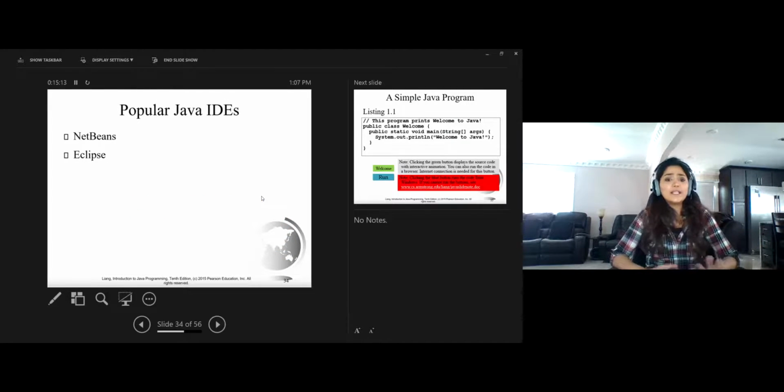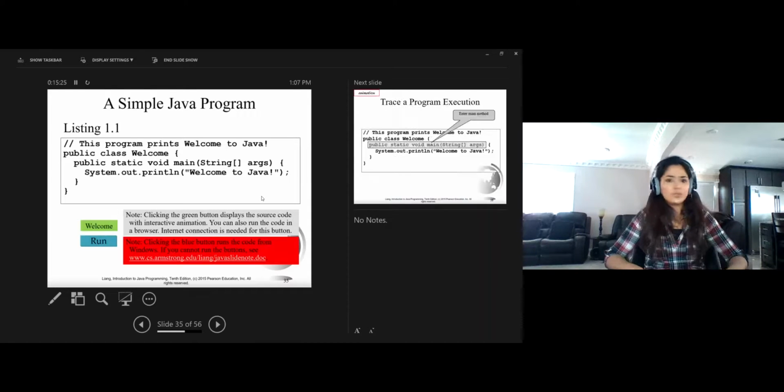Popular Java IDEs are NetBeans and Eclipse. For this course, I will be using Eclipse, and in the next video I will tell you how to download the Java JDK and Eclipse. So just wait for that. And this is a simple Java program, where you have a class, public class welcome, then you have your main method statement, and then you have your welcome statement in which you are printing. I will be discussing each and every detail about this very simple code in my next video.